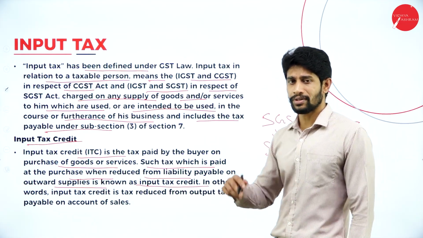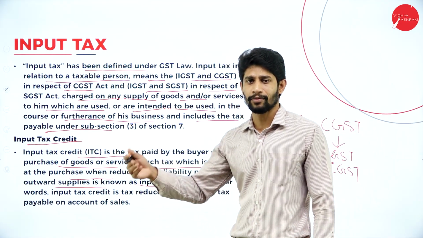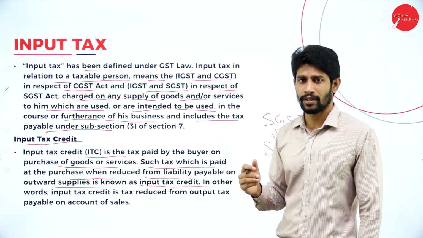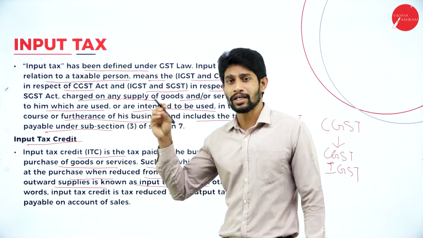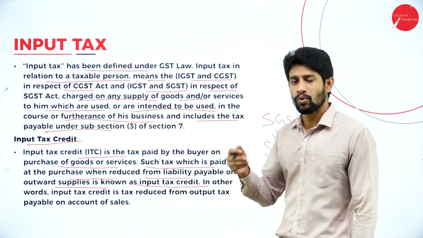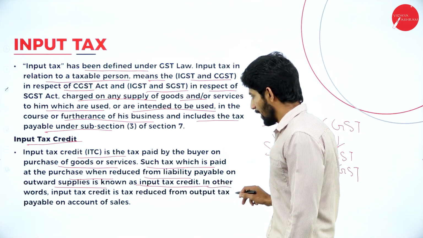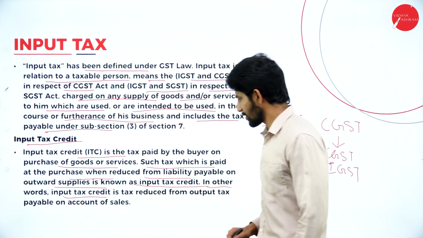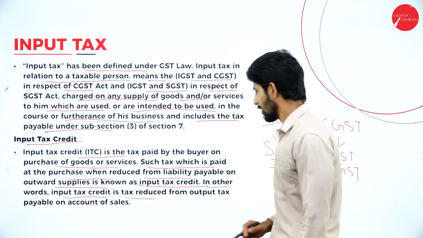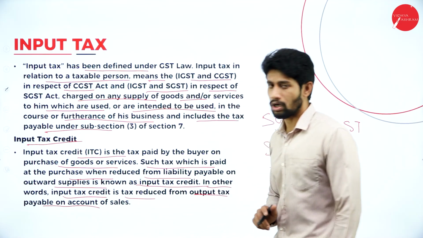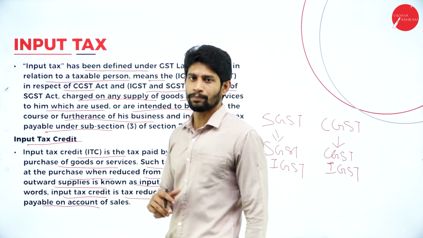That means whatever the input tax you have already paid at the time of purchasing of your products or the raw materials, you are going to reduce the tax burden at the time of paying the output tax by deducting whatever the input tax paid at the time of purchasing. In other words, input tax credit is tax reduced from output tax payable on account of sales. That means whatever the input tax you have paid.